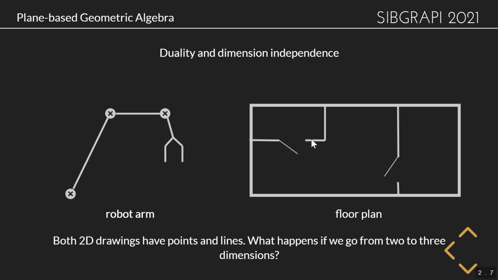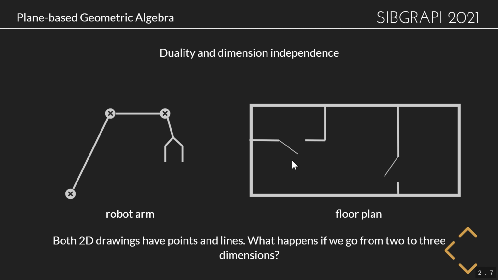So what I have here is a two-dimensional drawing. Well, I actually have two. I have a robot arm on the left, and I have a floor plan on the right. And both of these drawings consist of points and lines. Here are points on the corners and the lines connecting them. And so if you have a piece of code that makes these drawings, you would really have no reason to have two different functions to create points, or two different functions to create lines.